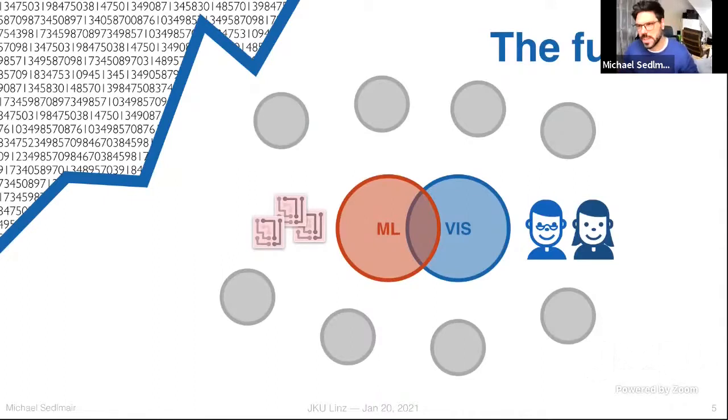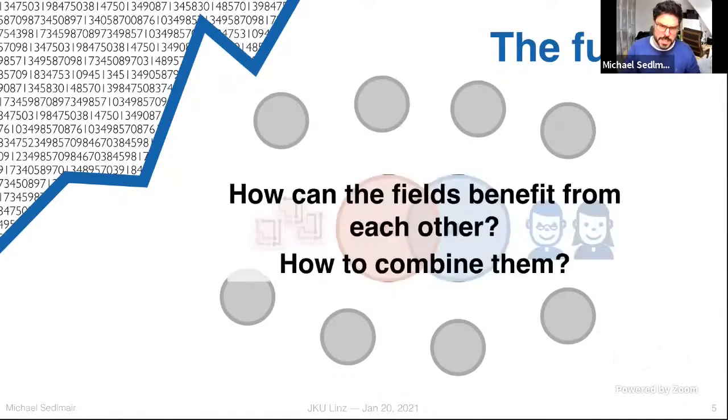Also, of course, any other field that deals with data. But I think those two are really essential. So this is something that I have thought about for the last decade quite a bit. How can the two fields of machine learning and visualization benefit from each other? And also, how can we combine them?